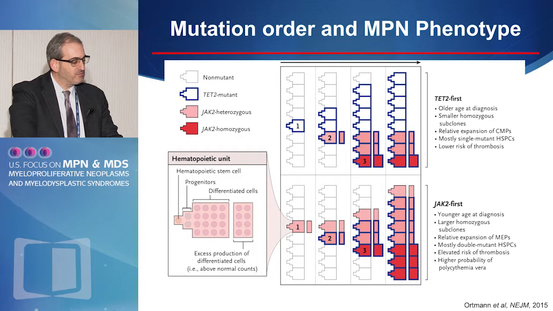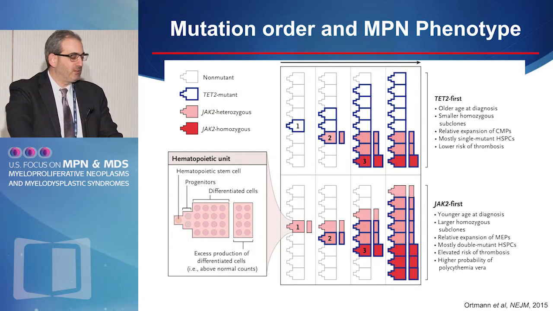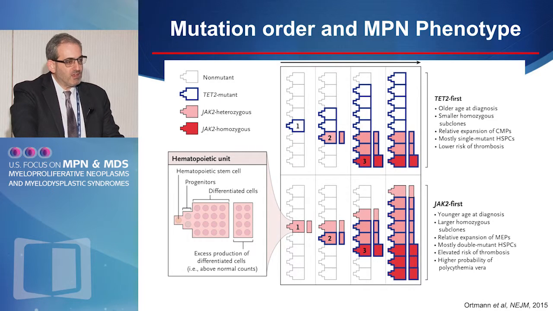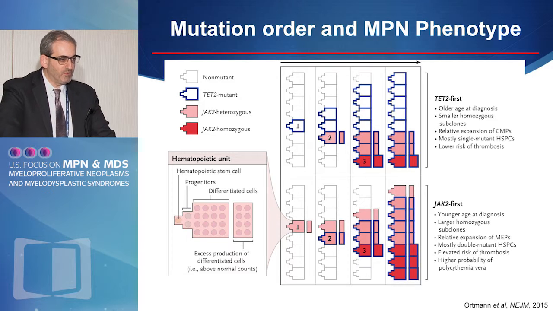So TET2 mutated patients, that is, patients who have the TET2 mutation arising before the JAK2 mutation, generally had an older age of diagnosis, they had a lower risk of thrombosis, and they had a relative expansion of their CMPs, the myeloid progenitor cells, in contrast to expansion of the megakaryocyte erythroid progenitors that would, of course, give rise to perhaps exuberant proliferation of red blood cells and platelets. In contrast, if the JAK2 mutation was first, these were patients that were generally younger at diagnosis. They did have more expansion of their megakaryocyte erythroid progenitors, in keeping with the phenotype of PV. They did have an elevated risk of thrombosis, and again, a higher probability of having a PV versus an ET phenotype.